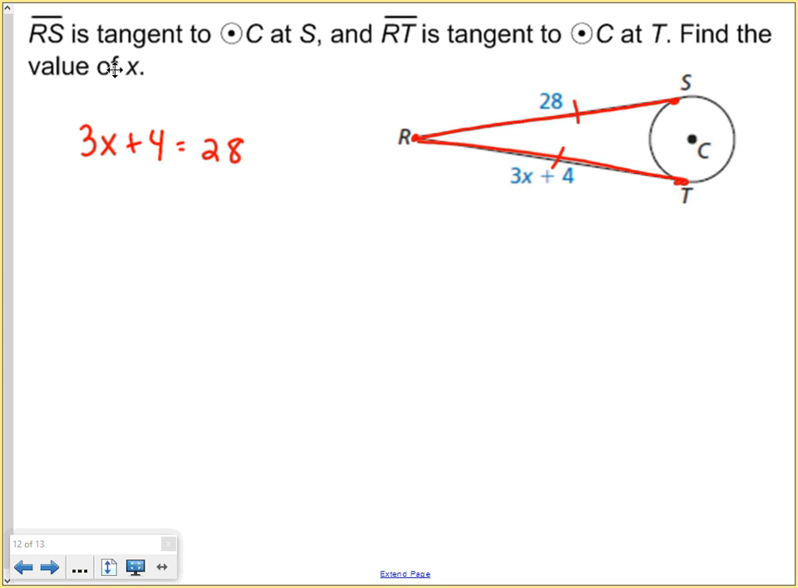Minus the 4, and we get 3x equals 24. Divide by 3 and x equals 8. Now you don't need to plug it in here because it just says find the value of x, which you did. So you would not need to plug that in.